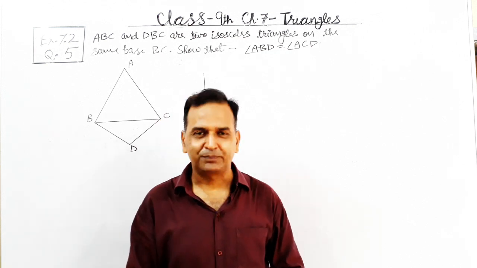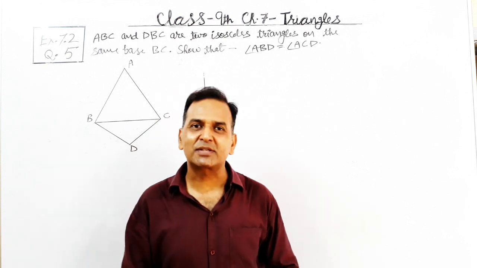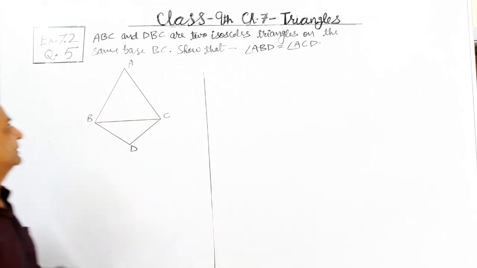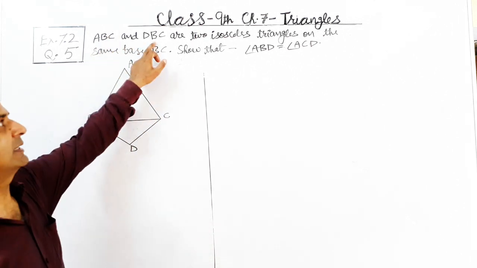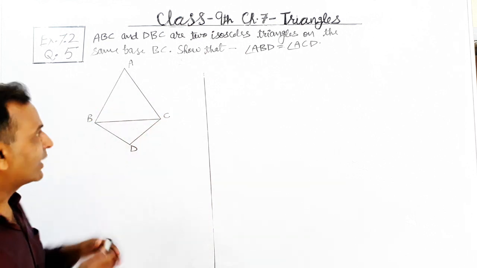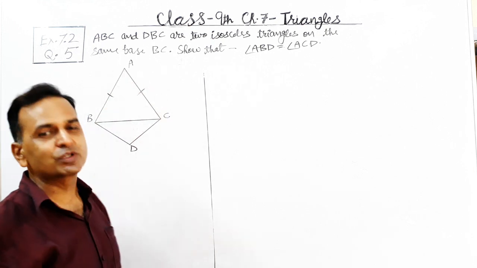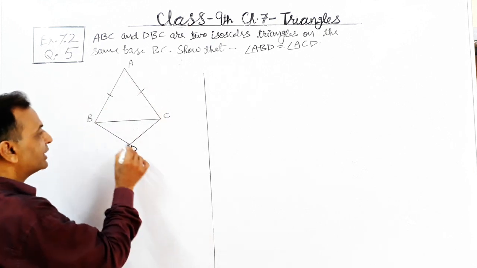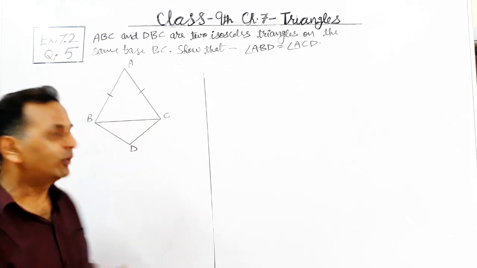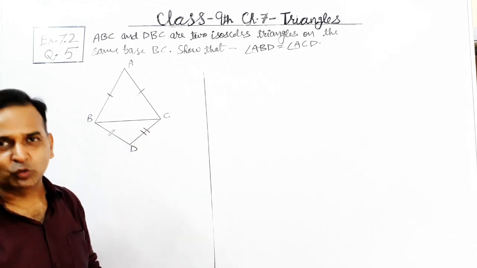And now today's question. What is the statement and what is its meaning? Let us first understand this and then we will proceed to its solution. So what is the statement actually? ABC and DBC are two isosceles triangles. ABC, this upper triangle, is an isosceles triangle, so we can say AB and AC, these two sides are equal. Similarly, DBC, this lower triangle, is also an isosceles triangle in which DB and DC are also equal to each other.